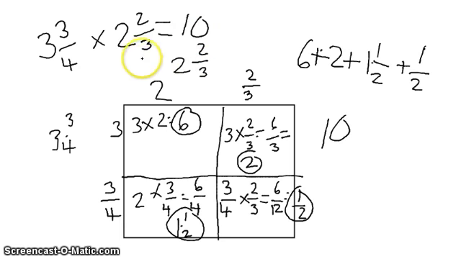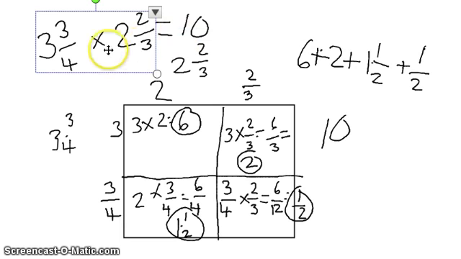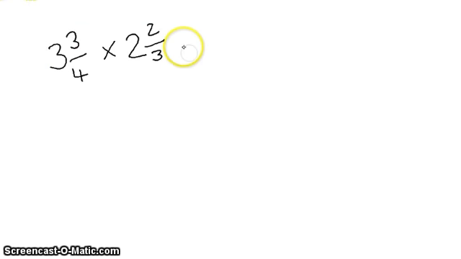Now, you may not want to go through that whole rigmarole to do that. So if you know other things about fractions, sometimes another method is easier. And one method that you can do is to simply convert these mixed numbers into improper fractions. 3 3/4 becomes, 3 times 4 is 12, plus 3 is 15, becomes 15/4. And 2 2/3 becomes 8/3.